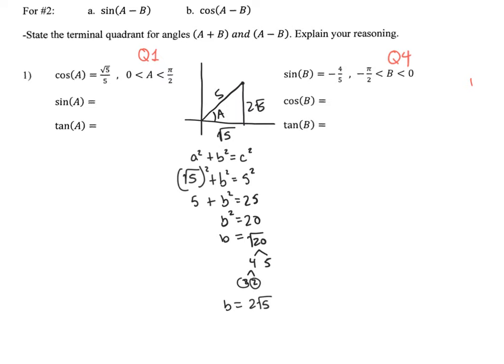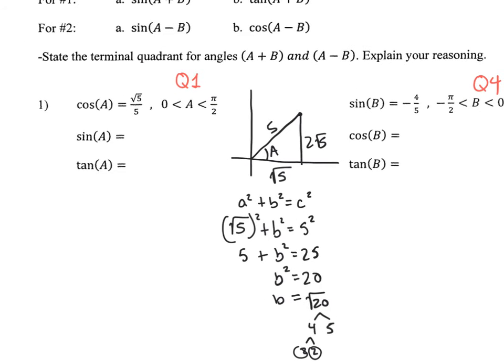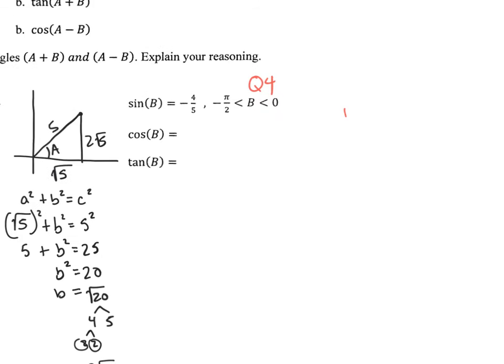Okay, so since I know all that stuff, I can find the sine of A and the tangent of A. So sine of A is opposite over hypotenuse, so that's going to be 2 rad 5 over 5. And tangent is opposite over adjacent, so that's going to be 2 rad 5 over rad 5, which I can simplify down to just 2. Fantastic.